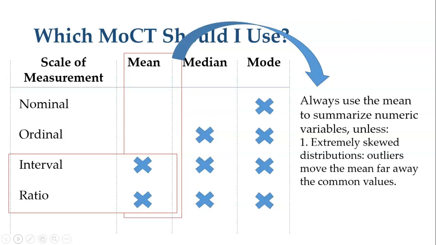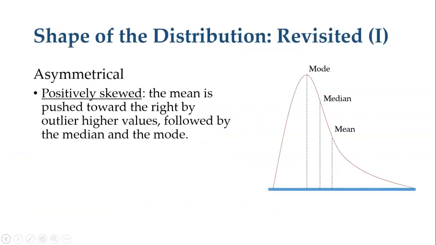One is when there are extremely skewed distributions, because as I said, the outliers move the mean far away from the common values. So let's see this distribution again. Look at this one, for example. Imagine that the left extreme of the x-axis is 0 and the right extreme is, I don't know, 1000. And imagine that the median is at 15, right?